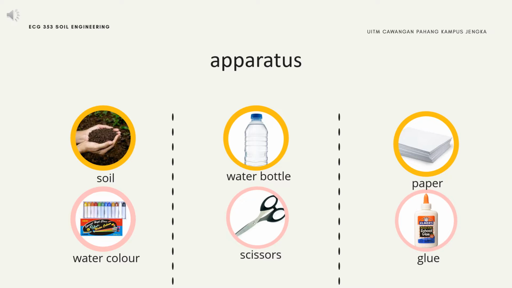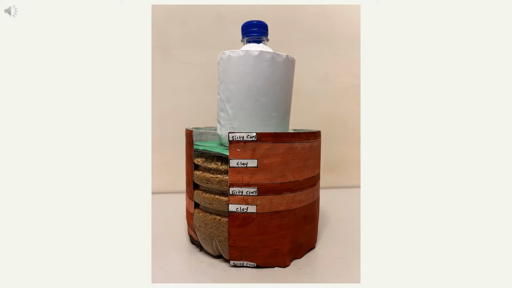The apparatus that we use to construct the model of the borehole are soil, water bottle, paper, watercolor, scissors, and glue. This is our model.